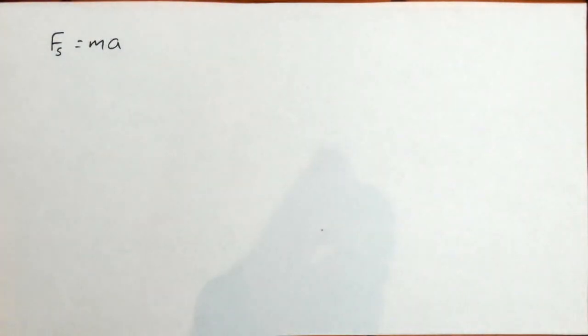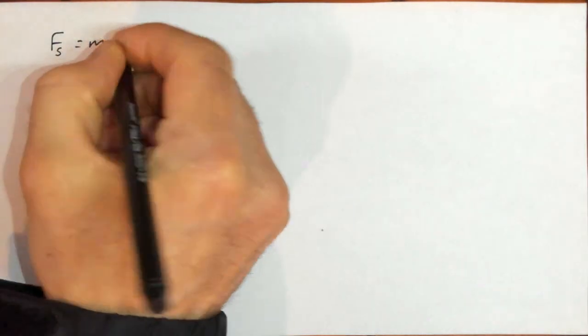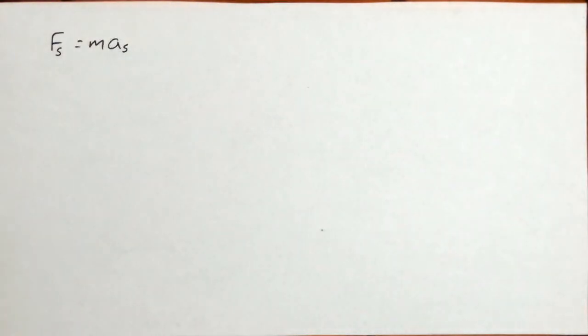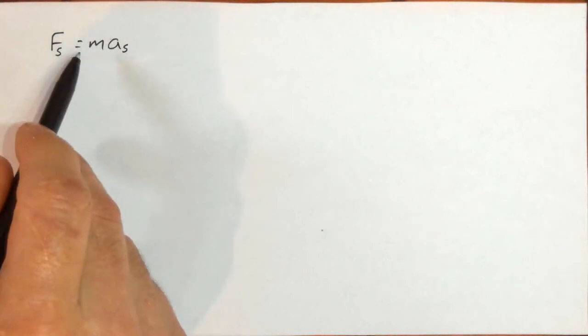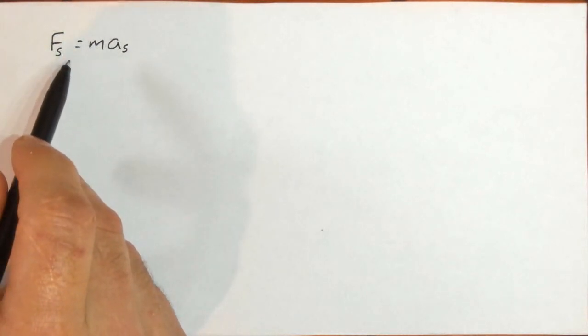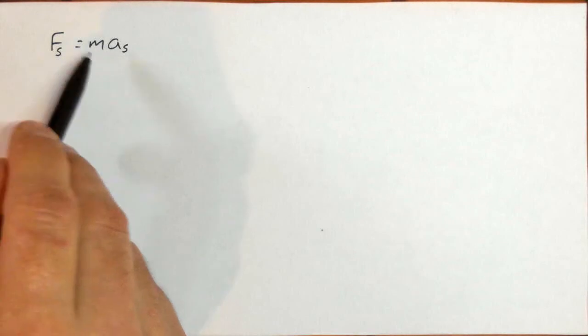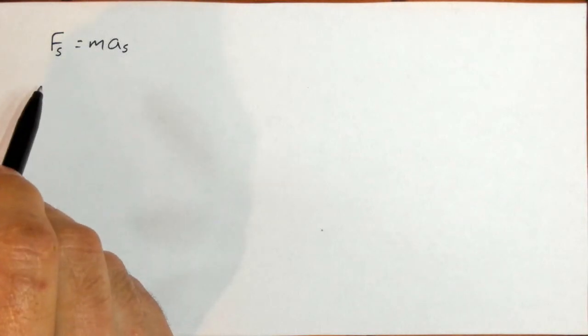Let's say F_s equals m a_s. So we'll focus on one component. This force is pushing this thing in this one direction. What we're going to do is show how Newton's second law can be rewritten as conservation of energy, or better yet, in this particular case, the work-kinetic energy theorem.